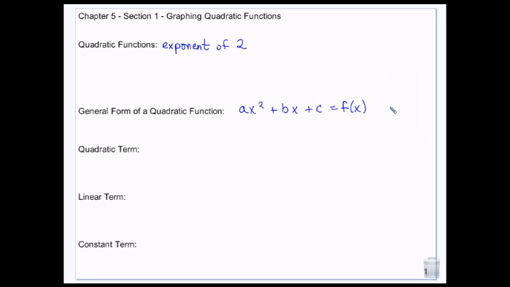And a can't be 0. And the reason a can't be 0 is because you have to have that x squared. Okay. The quadratic term is the ax squared. The linear term is the bx. And the constant term is the c. And it's a constant because constants are just a number with no variable.